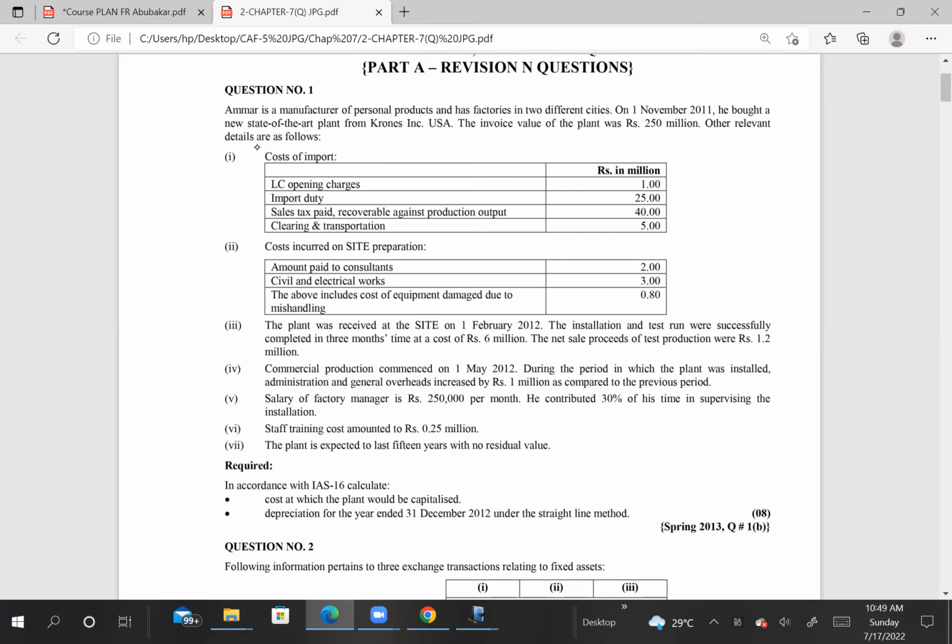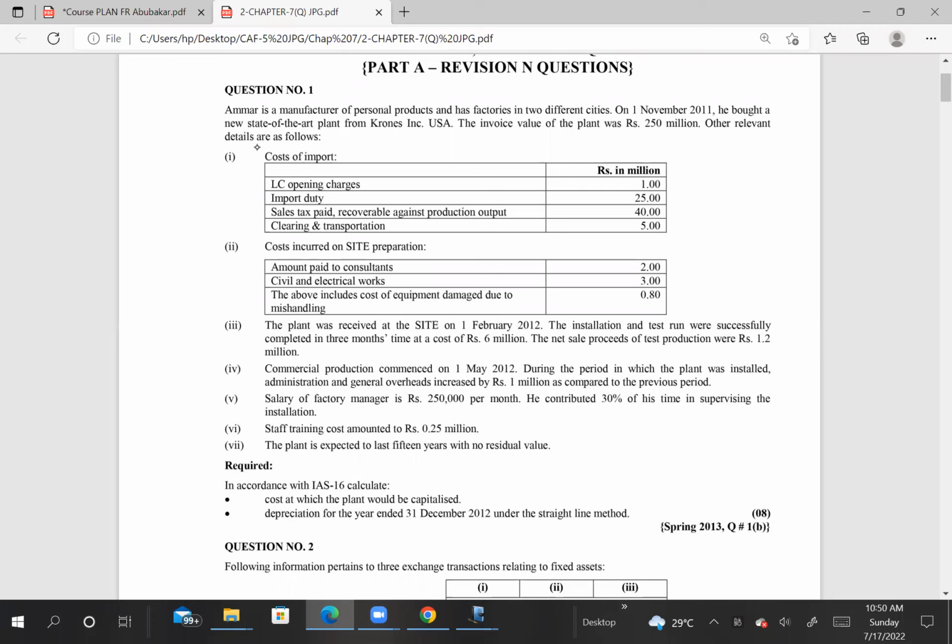Installation and the test run were successfully completed in 3 months' time at a cost of 6 million. The net sale proceeds of the testing production were 1.2 million. Commercial production commenced on 1st May. During the period in which the plant was installed, administration and general overheads increased by 1 million. These are directly attributable overheads, not general and administrative. They increased due to the installation, so they are directly attributable expenditure.